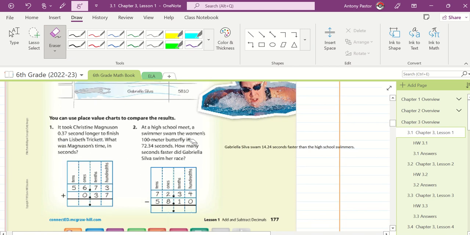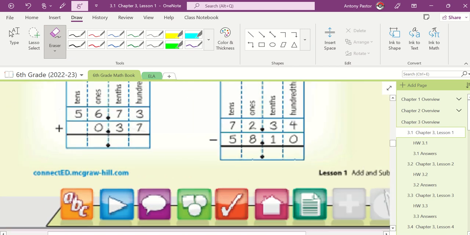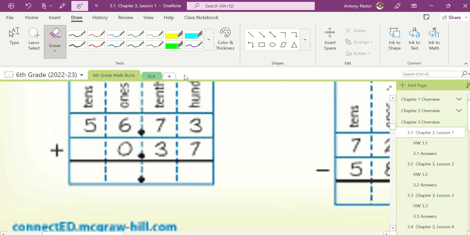Now, the first thing you need to know about adding and subtracting decimals is to keep the place values in order. Meaning, another way of saying this is to line up the decimals.